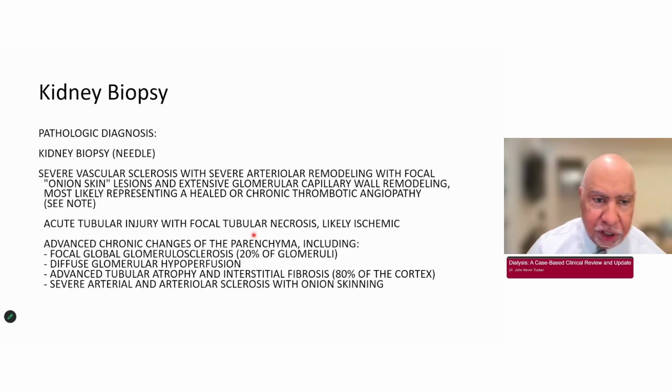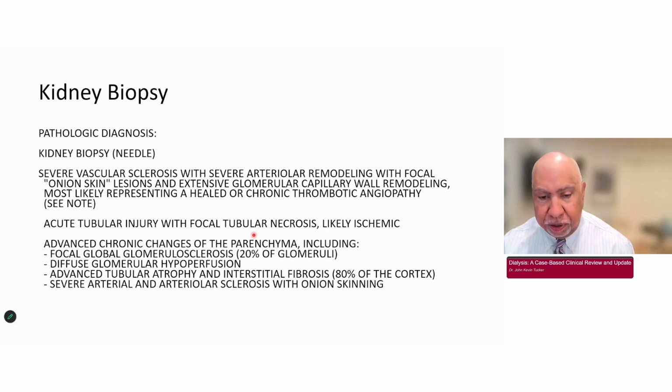And this was the pathologist read: severe vascular sclerosis with severe arteriolar remodeling, with focal onion skin lesions and extensive glomerular capillary wall remodeling, most likely representing a healed or chronic thrombotic angiopathy. And there's acute tubular injury with focal tubular necrosis, likely ischemic. Advanced chronic changes of the parenchyma, including advanced tubular atrophy and interstitial fibrosis, about 80% of the cortex.